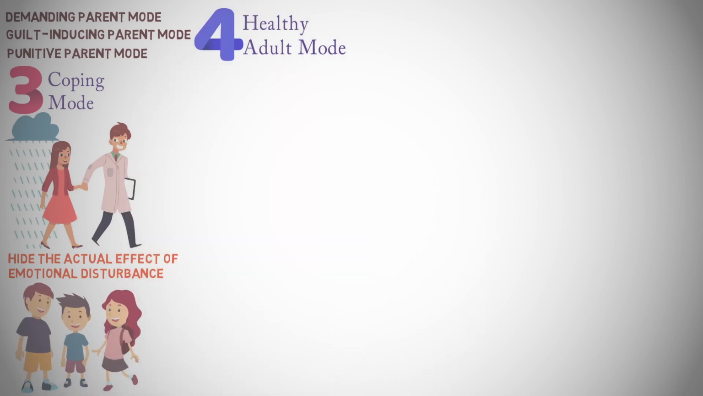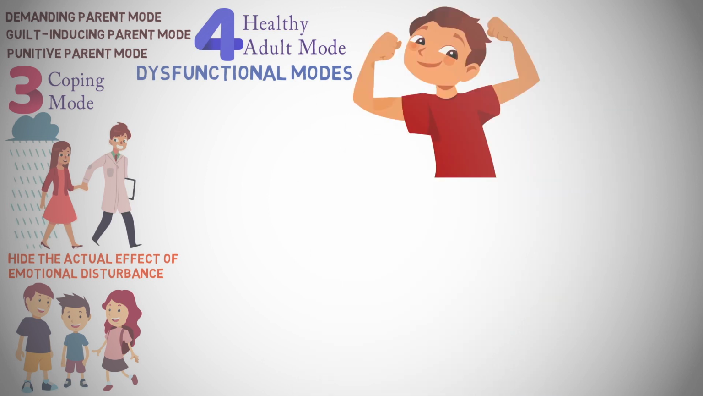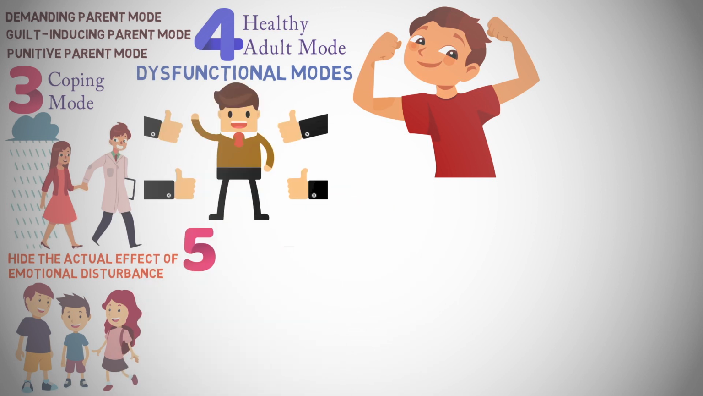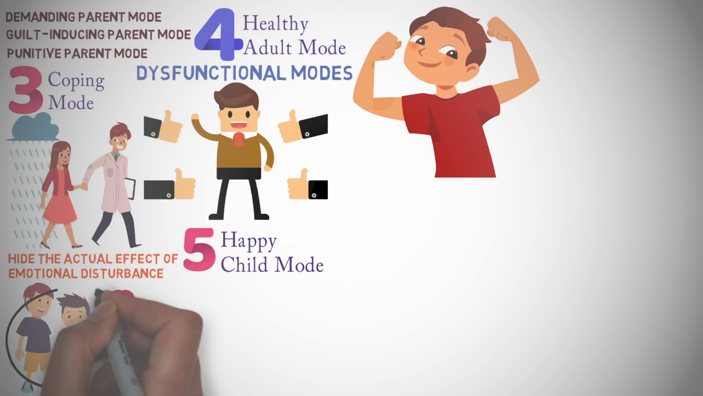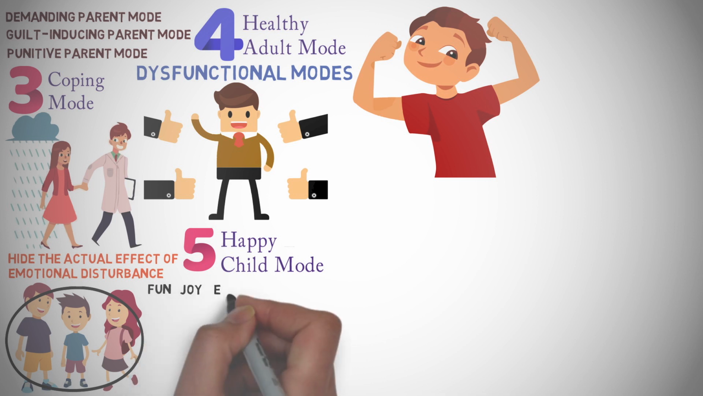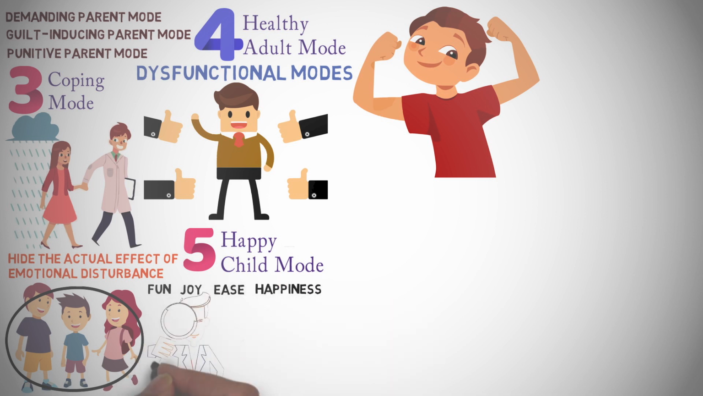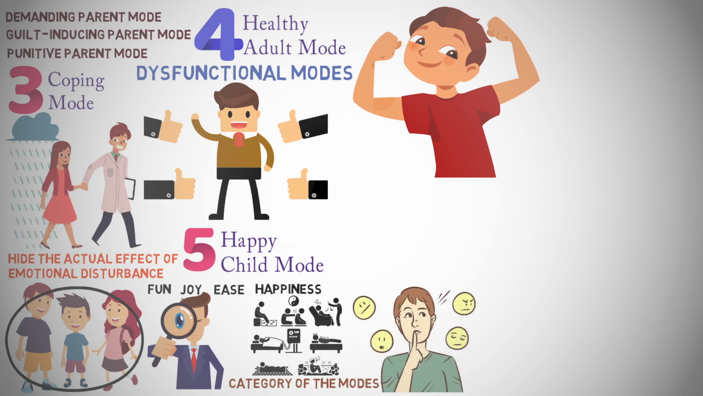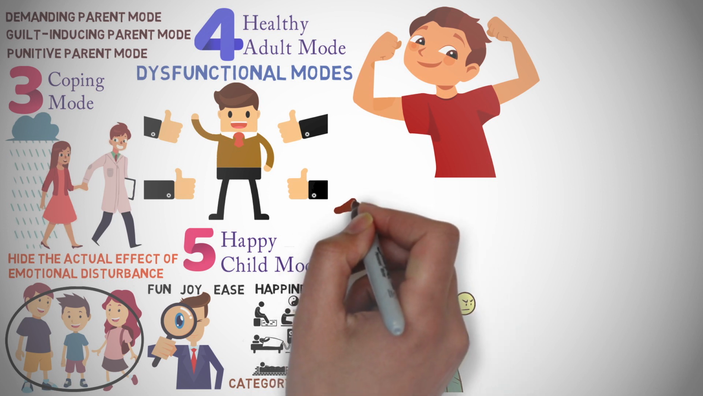4. Healthy adult mode. Unlike the dysfunctional modes, healthy adult mode refers to a functional and healthy mode formed due to positive emotional experiences. 5. Happy child mode. Happy child mode reflects the natural need of every individual to experience fun, joy, ease, and happiness. Once we recognize our respective category of modes, we further need to take the steps required to fix them up. That is what we will further address: what it really takes to detect the modes along with their root causes and how to replace those behavioral patterns with positive ones.